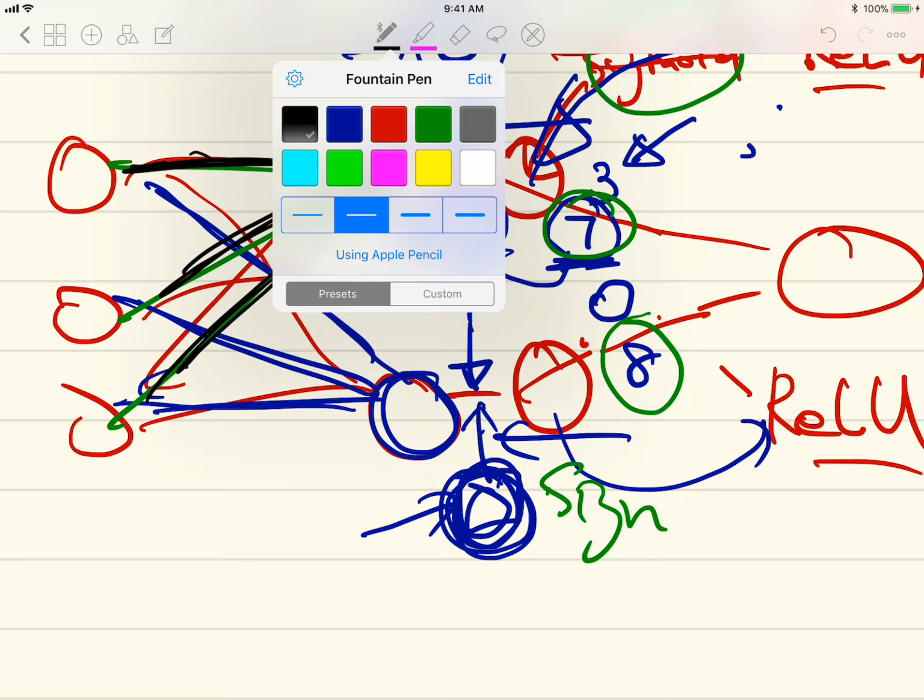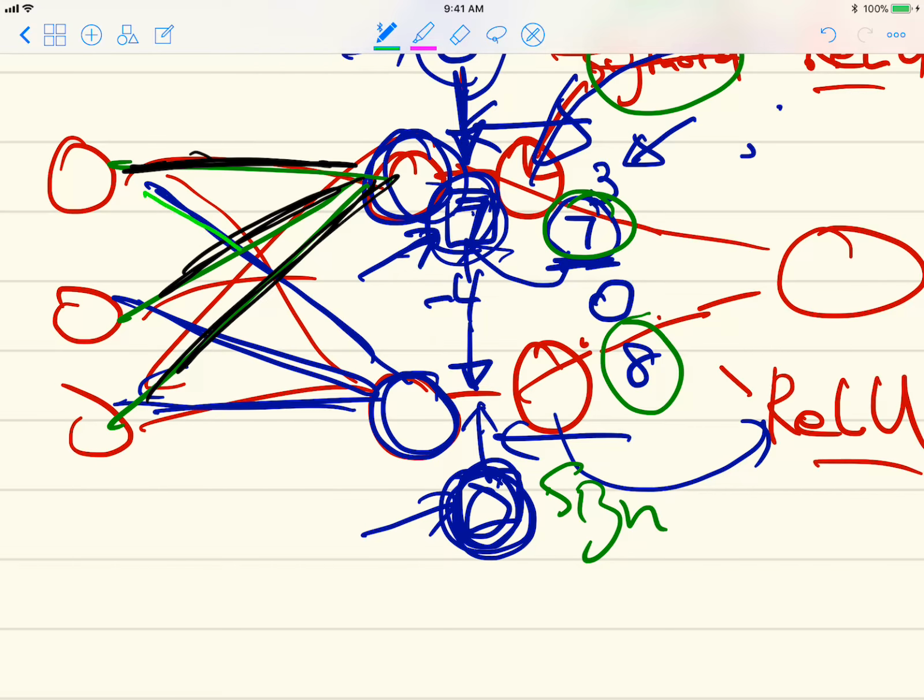I need more colors. Let me use this color. Okay, so these three nodes will not be trained at all in this particular case, right? And then where are these three nodes? When are they trained? Okay, it is when using a different data item, right?